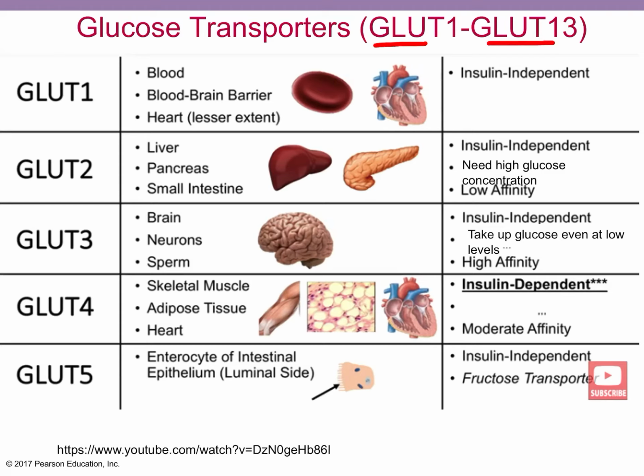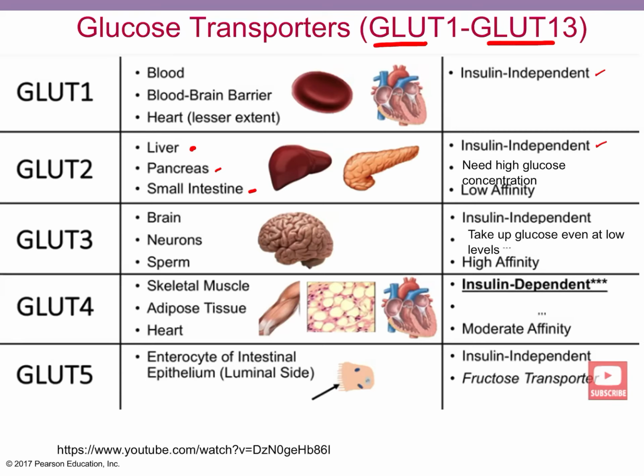And notice that it's insulin independent, meaning that these transporters are always going to be present, and they're going to transport glucose into the cells, whether insulin is there or not, right? So this can always allow glucose to go into the cells. GLUT2, you can see, is found on the liver and the pancreas and the small intestine. So this is, again, insulin independent.